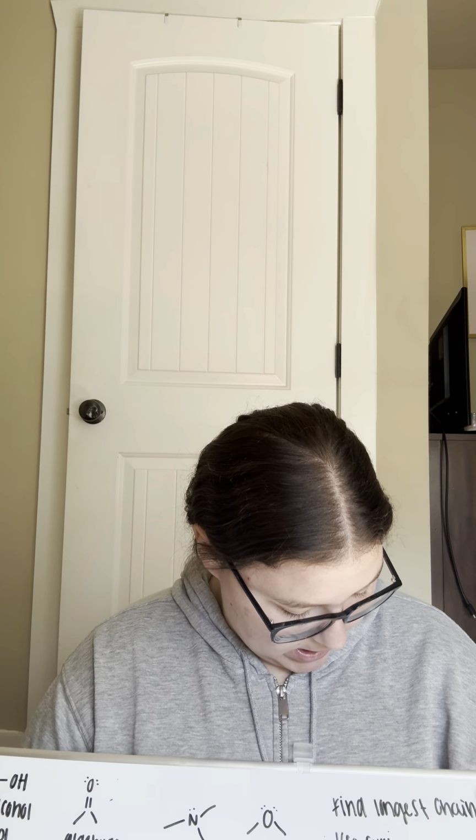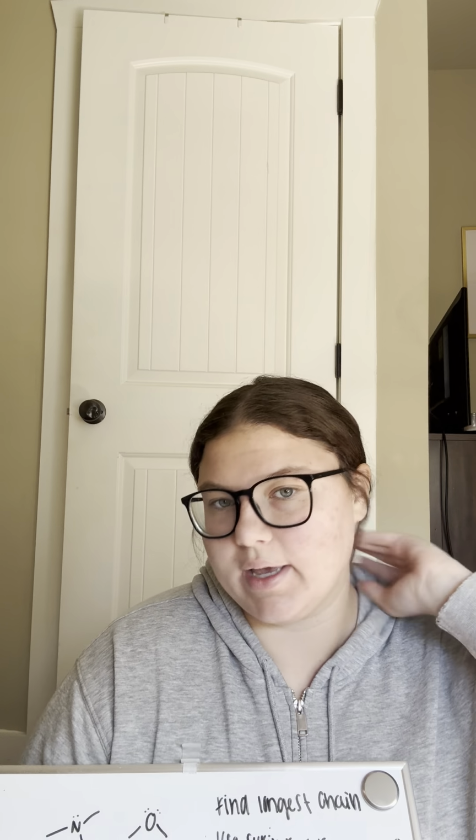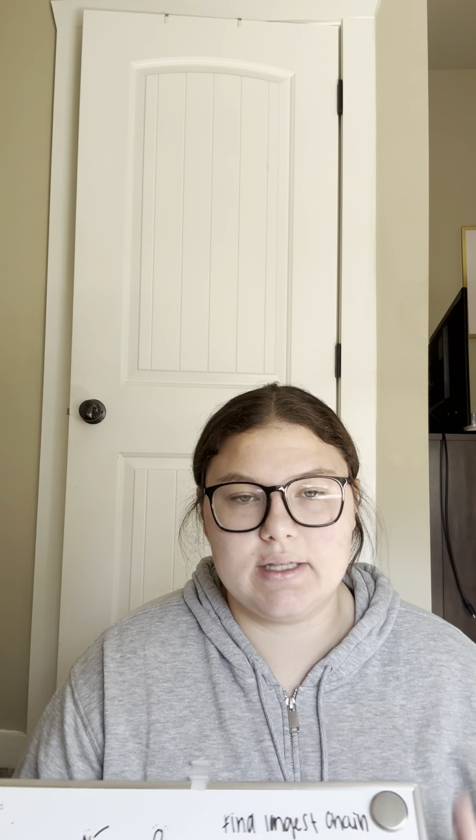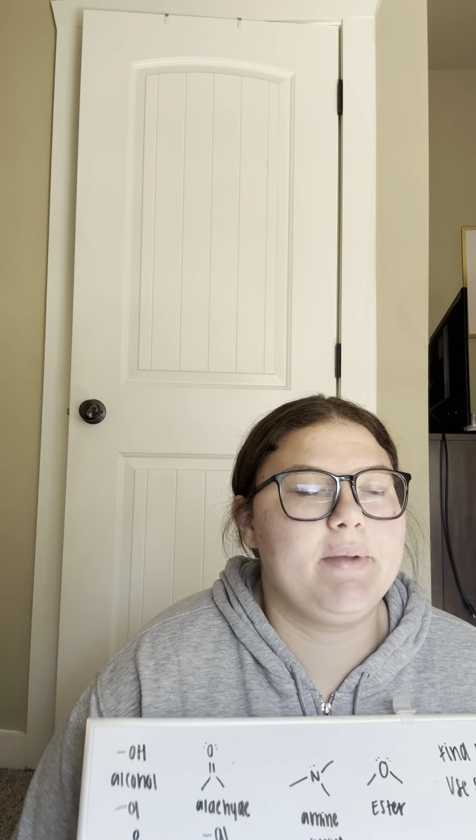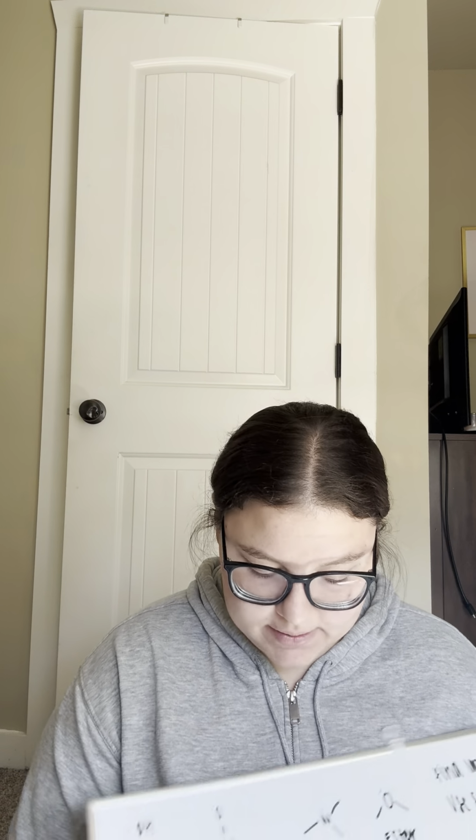Sorry if I'm mispronouncing, these are out of my range. Once you figure out the highest priority, you're going to number your chain, 1, 2, 3, 4, 5, 6, depending on how long your chain is, and then you use the suffix. So alcohol, for example, would be -ol, and then you add your locants and assemble them alphabetically for the prefix parts when naming IUPAC names.